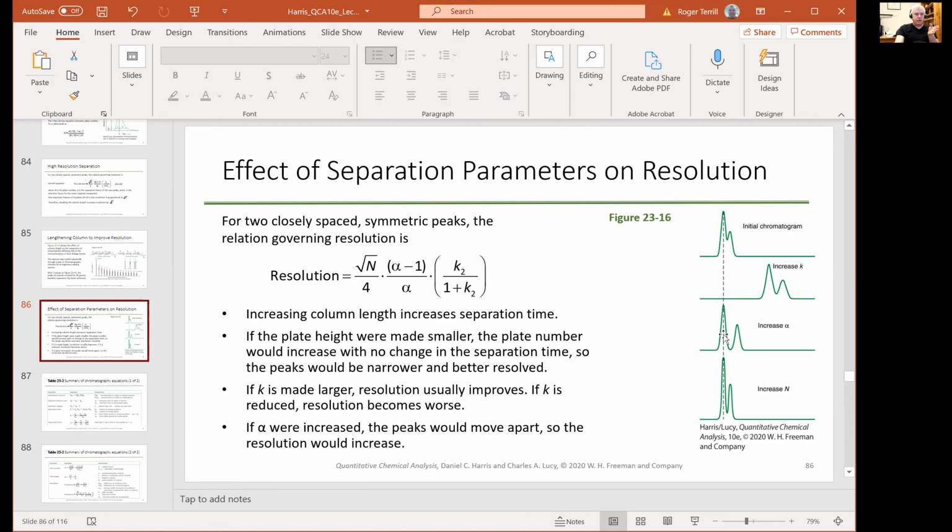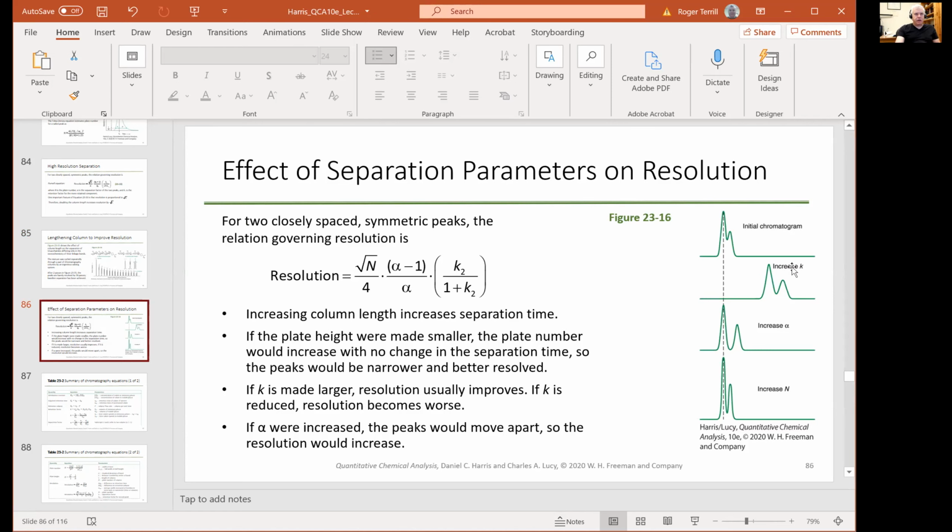And then lastly, what you can do to improve a separation is increase N. N is the number of theoretical plates generated by the column. So I'm going to hover here on this one for just a minute, and we'll probably finish up with this guy here.